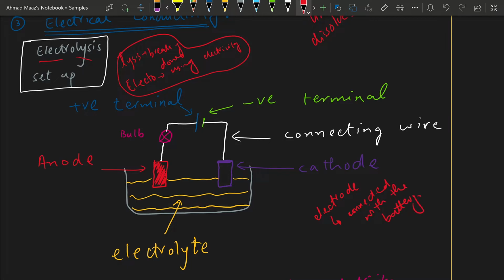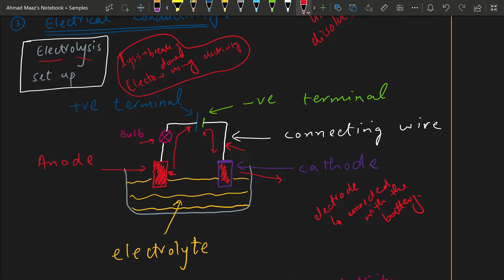The electrode which is connected to the positive terminal of the battery, this blue terminal, which is usually the longer terminal, is called the anode. This smaller terminal is always the negative terminal, and the electrode or metal plate connected to the negative terminal is called the cathode. These white ones are the connecting wires, which connect the electrodes with the battery.